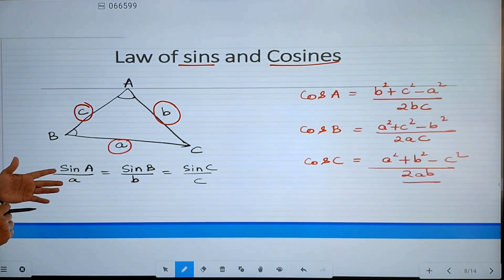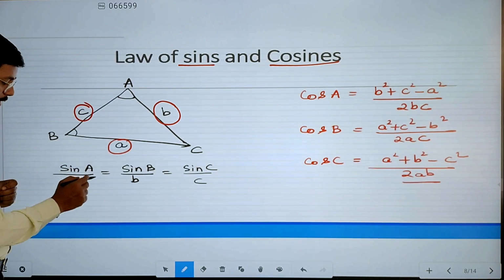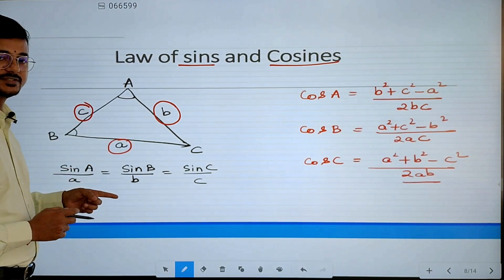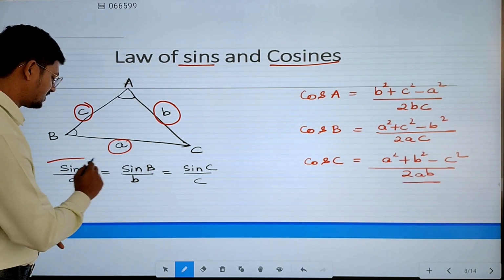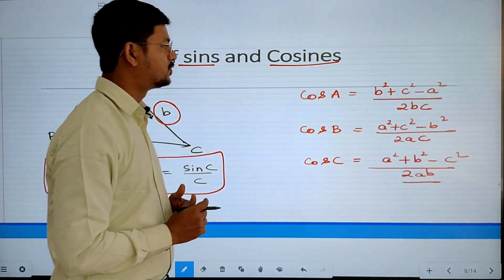So what is the law of sine? According to the law of sine, sine of angle A upon side a is equal to sine of angle B upon side b is equal to sine of angle C upon side c, and this is fixed. This is constant.